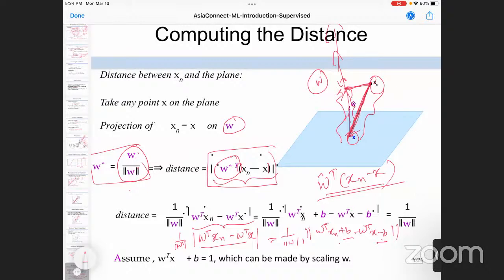Now, what is this value? Can you say? W transpose x plus b. Anyone? This is on the plane. If it is on the plane, this should be 0, because this is the equation of the plane, W transpose x plus b equal to 0. Any point on the plane will give 0. So this is 0, so just cross it out. Then what is left is W transpose xn plus b.